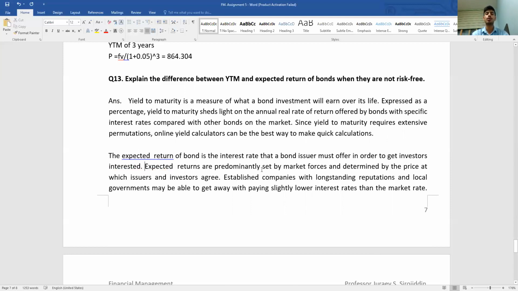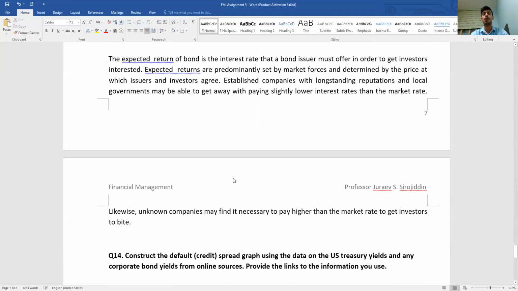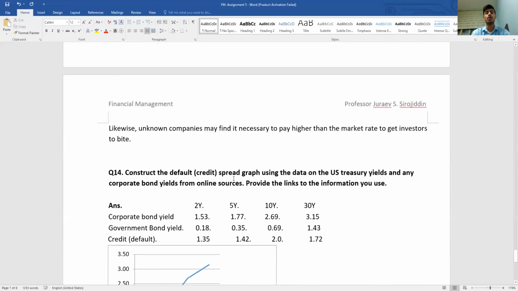Expected return is predominantly set by market forces, determined by the price at which issuers and investors agree. Established companies with long-standing reputations and local governments may be able to get away with paying slightly lower interest than market rates. Likewise, unknown companies may find it necessary to pay higher than market rates to get investors to buy.